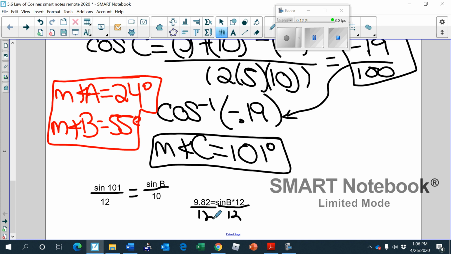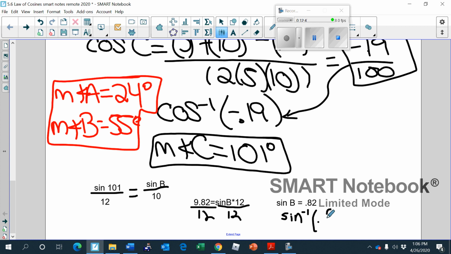Okay, and I'm going to divide by 12, and I get 0.82, right? So we're going to say sine B is equal to 0.82. So now, again, you're solving for an angle, so you have to do your sine -1. So we're going to do sine -1 of 0.82.